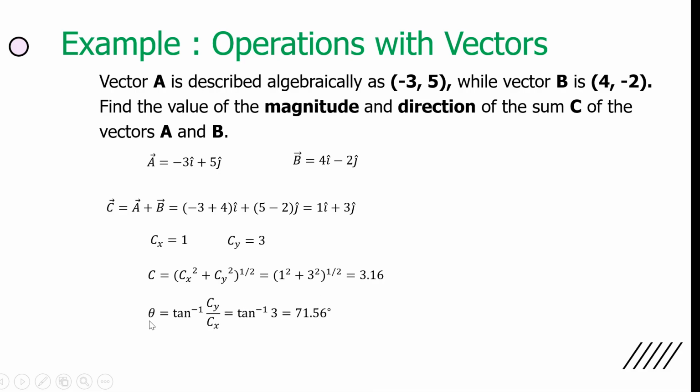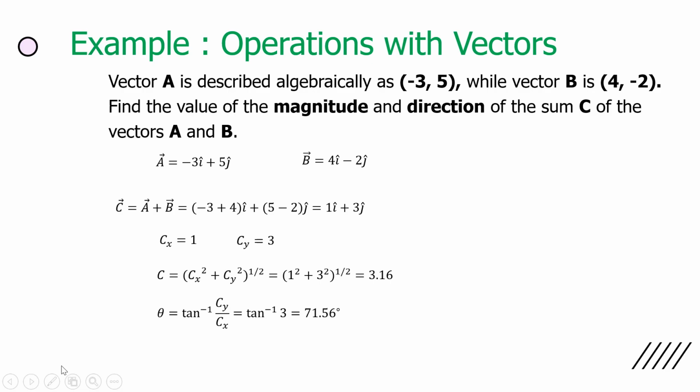And the direction, we can use this equation. Theta equals tangent inverse of c y over c x. So we get 71.56 degrees. Or we can actually express our vector c. Vector c can be written as i hat plus 3 j hat. So here is the graphical representation of a resultant vector.